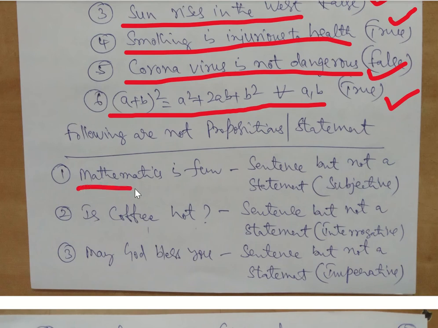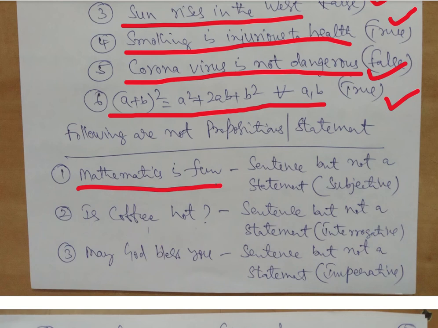Now one example is "mathematics is fun." Mathematics is fun to some, but might not be fun for somebody else. It is just a sentence which is not true or false. I cannot attach true or false. For somebody it is true, for somebody it is false.